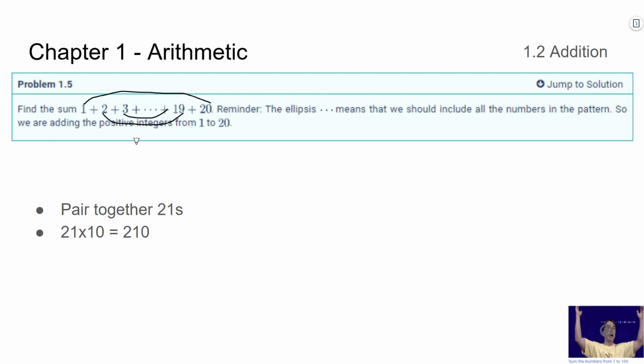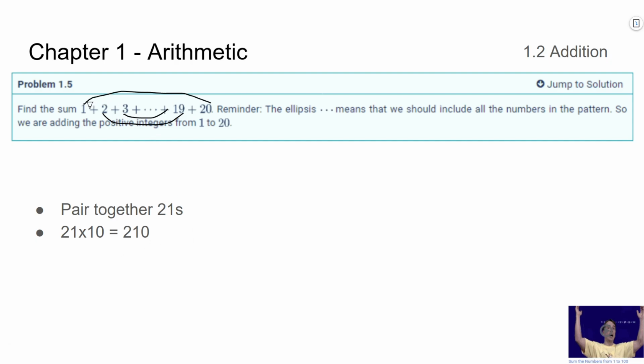And it turns out if you go through all of them, there are 10 combinations. If we wanted to go through them all, there's 1 plus 20, 2 plus 19, 3 plus 18, 4 plus 17, 5 plus 16, 6 plus 15, 7 plus 14, 8 plus 13, 9 plus 12, and 10 plus 11. Those are all the combinations. And that ends up being 10 combinations, which 21 times 10 would be 210.